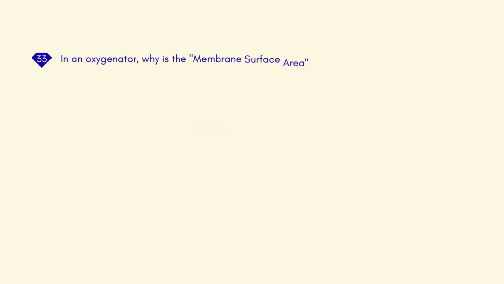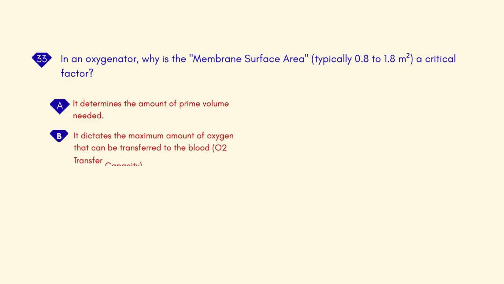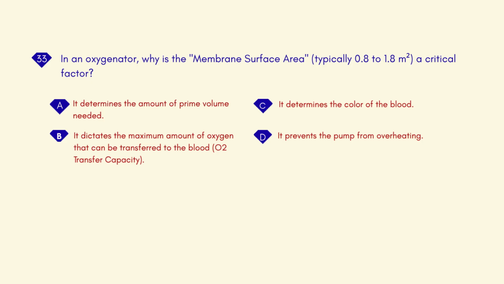In an oxygenator, why is the membrane surface area, typically 0.8 to 1.8 square meters, a critical factor? A. It determines the amount of prime volume needed. B. It dictates the maximum amount of oxygen that can be transferred to the blood, O2 transfer capacity. C. It determines the color of the blood. D. It prevents the pump from overheating.